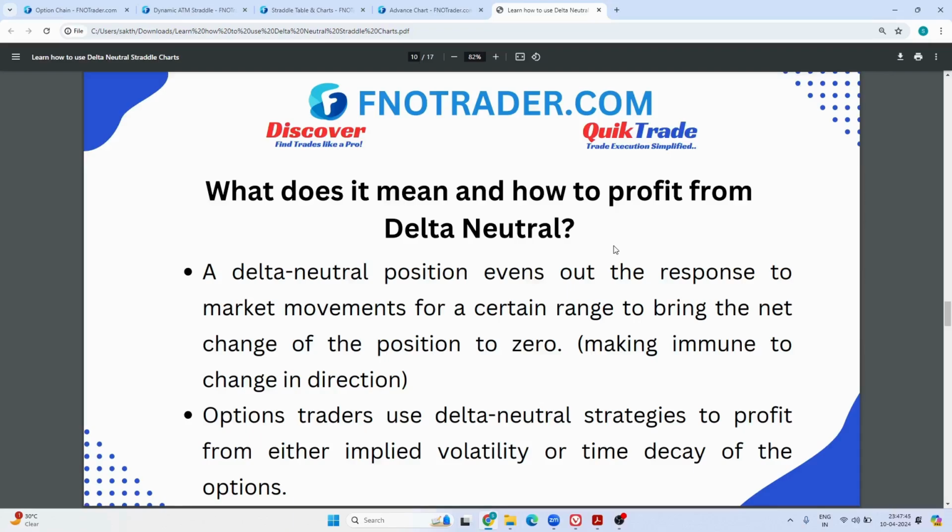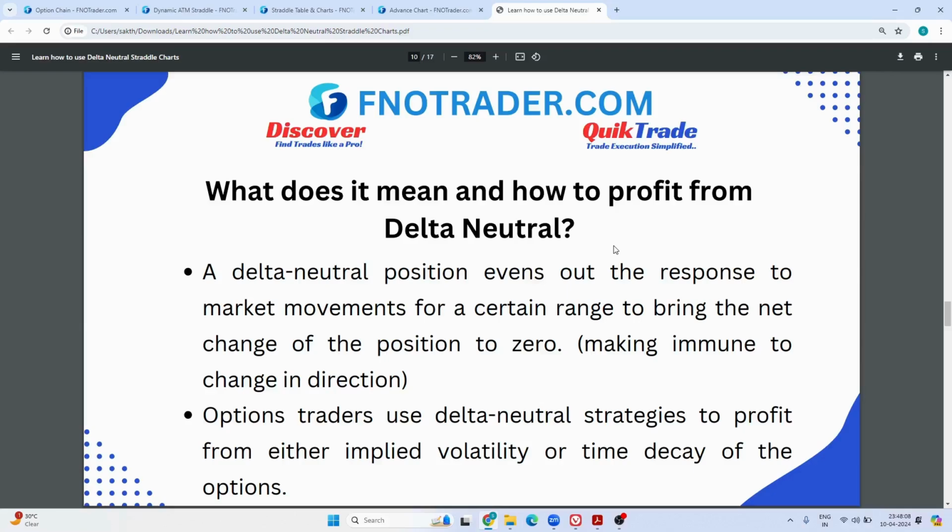A short form answer is, delta neutral means you are basically keeping the position directionless. It doesn't matter whether the underlying goes up or goes down, your position will not change at all. But in real time, that's not how it actually works. So how do delta neutral strategies or traders make money then?